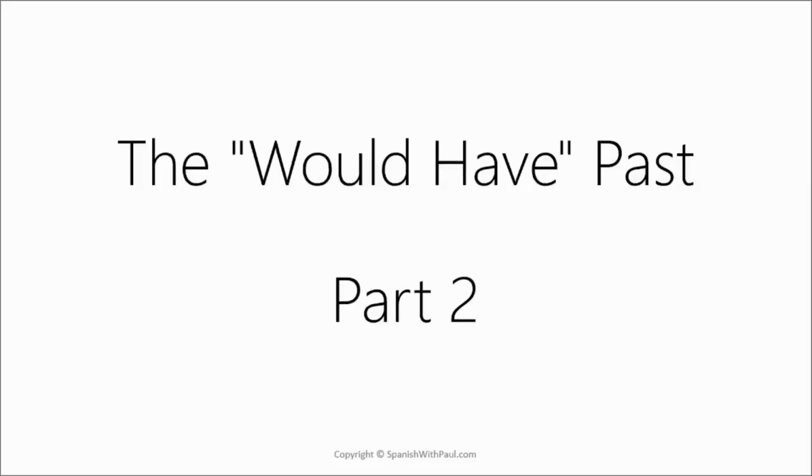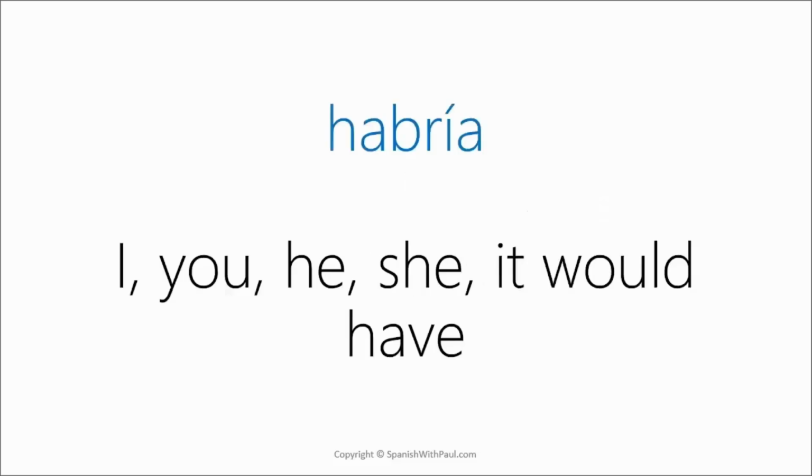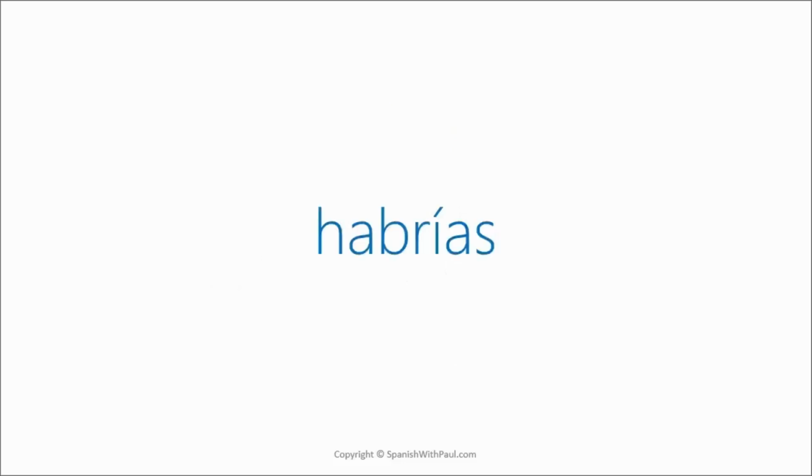Welcome back to part 2. What we're going to do in this video is fill out all the other angles, and this is very easy. First of all, we have habría, and it's powerful because with that we get I would have, you would have, he, she, or it would have. So all of that contained within habría. Now for you would have, we simply add an S. So you get habrías. Habrías is you would have.